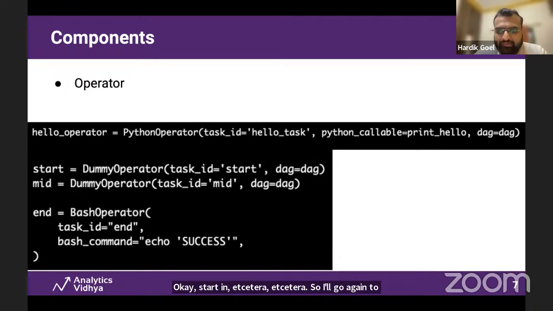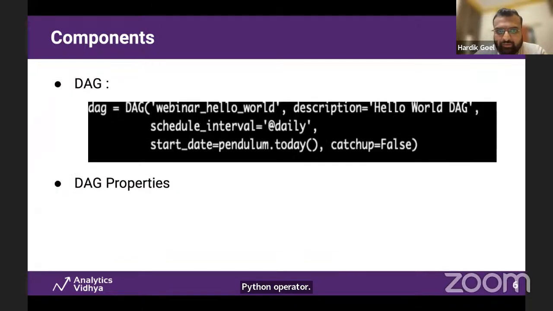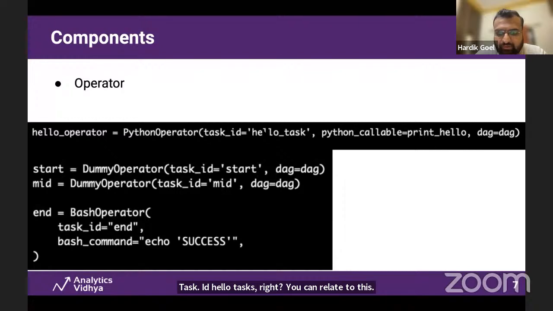Task ID, hello task, right? You can relate to this. So here we have the task ID as the first one. Here the task ID is hello task. That means the Python operator, whatever task it is responsible to cater to, will have the task ID as hello task. And the Python callable will be print hello. Print hello is what? Print hello is the function, a Python function.